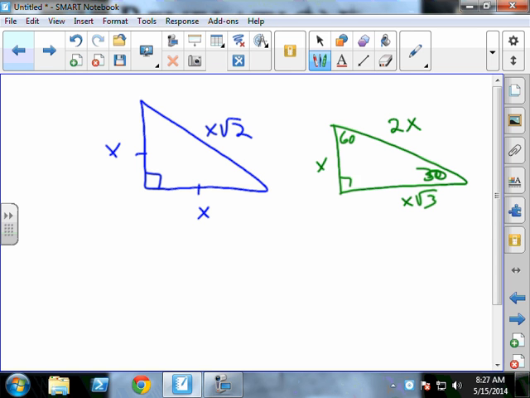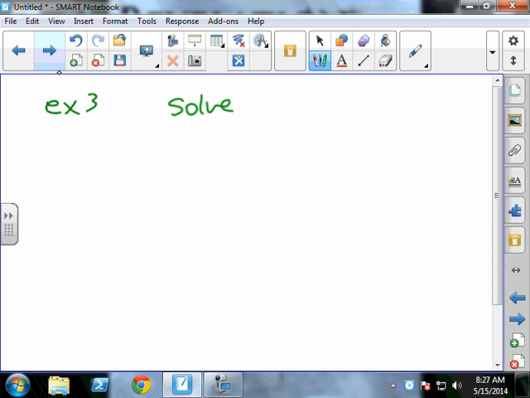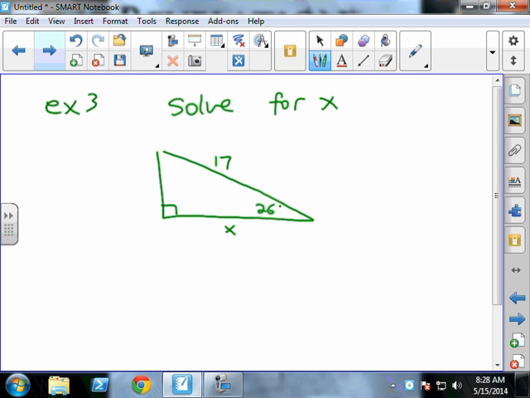Okay, so we'll do one quick example here. Solve for x. Right triangle. Our reference angle is 26 degrees. It's indicated that it's a right triangle. X is this adjacent side, and we know that the hypotenuse length is 17.